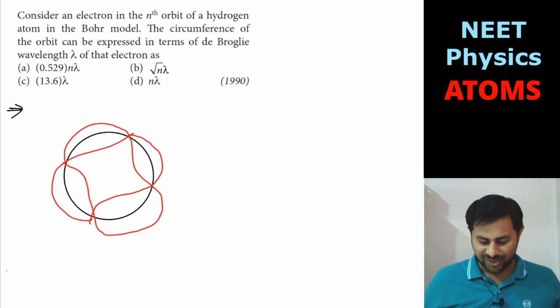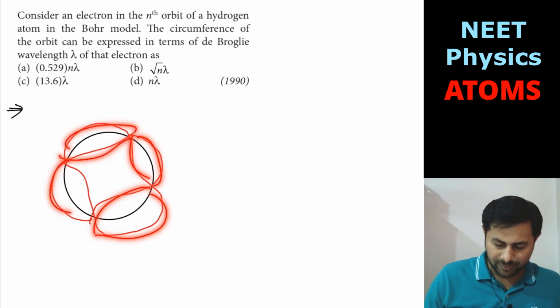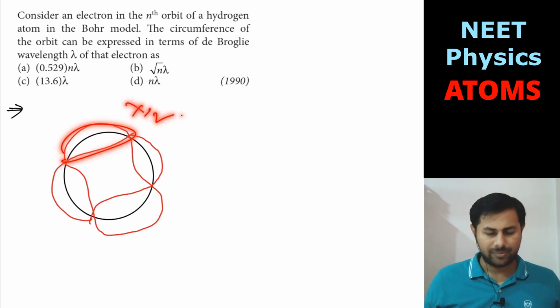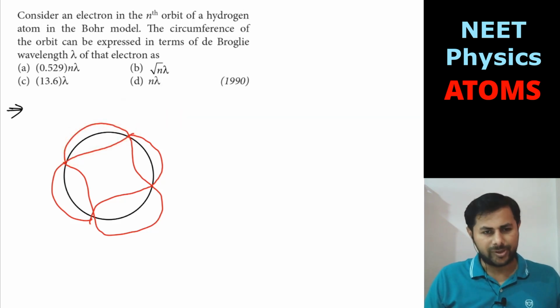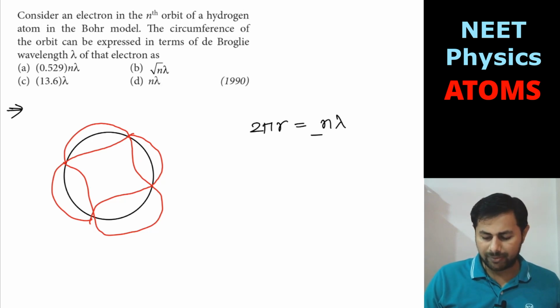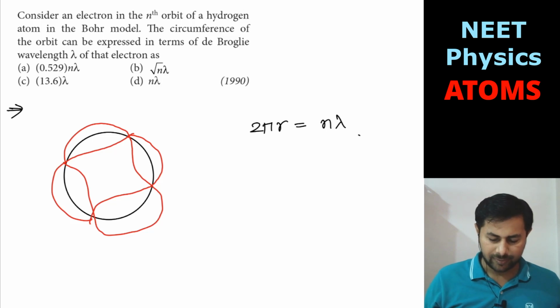Something like this. Okay, these are loops, right? So one loop is equal to what? Lambda by 2, and therefore there might be n loops. So 2 pi r must be equal to what? N times lambda, because it is the distance covered by the wave in a round trip. So that's equal to n times lambda, right? So that's the answer. It's option D.